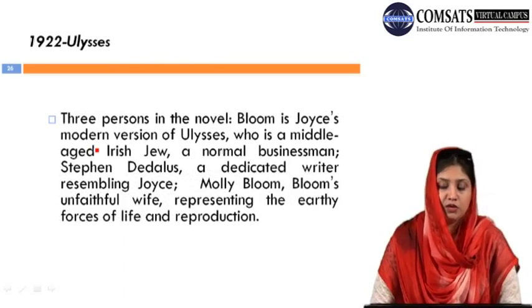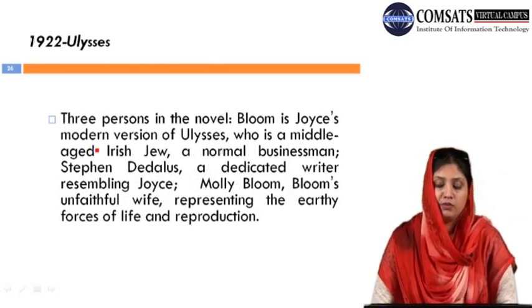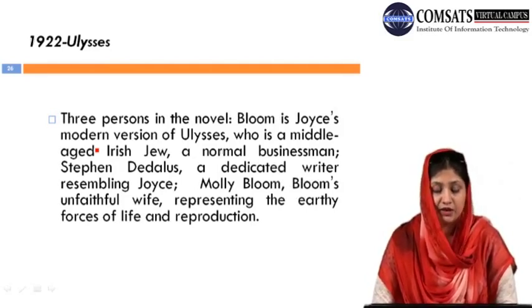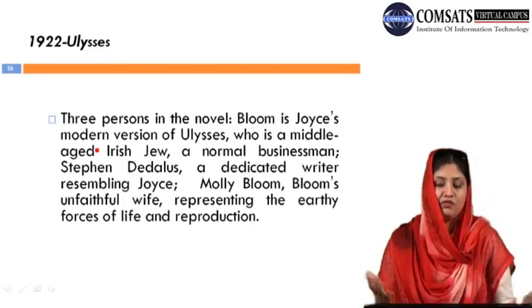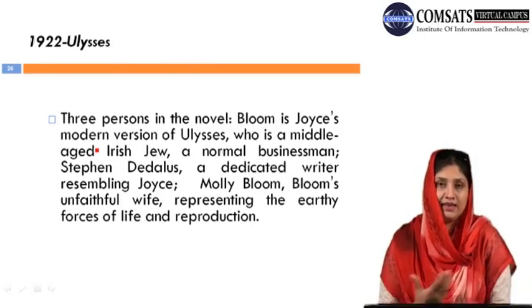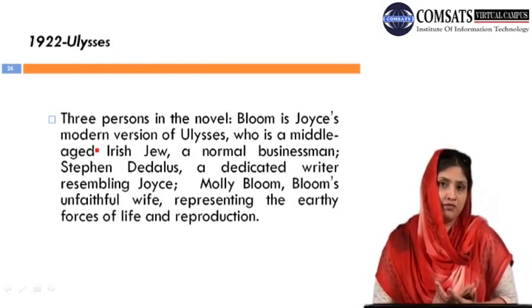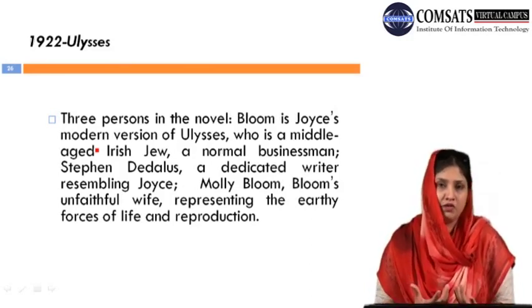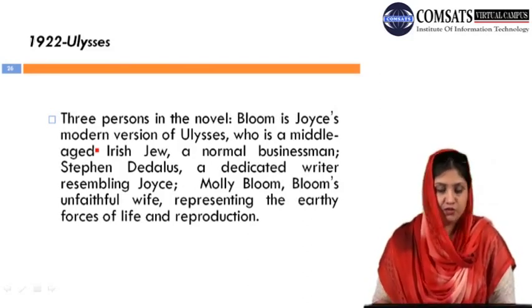So, three persons in the novel. Bloom is Joyce's modern version of Ulysses, a middle-aged Irish Jew, a normal businessman. Stephen, a dedicated writer resembling Joyce. Molly Bloom, Bloom's unfaithful wife, representing the earthy forces of life and reproduction. So, you will see how all of these major events and major things in his writings somehow either resemble autobiographical elements of the writer, or present the socially and culturally important happenings of the time, to let you understand what kind of realistic writer James Joyce was.